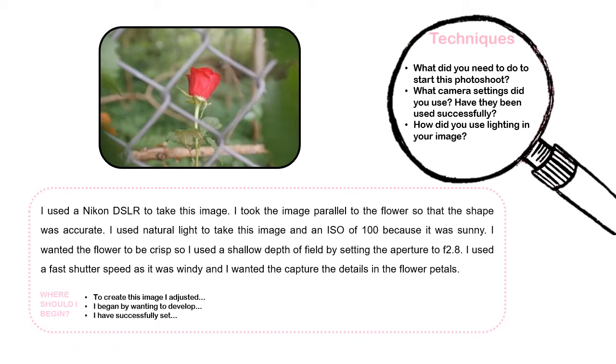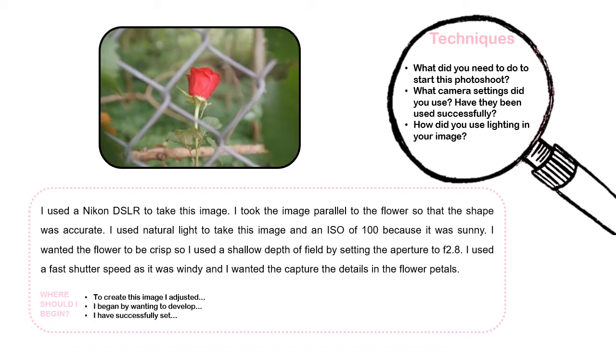Then for the aperture, I wanted the flower to be crisp, so I used a shallow depth of field by setting the aperture to f2.8. So again, that's going to be the lowest end. You can see that because both the background is blurry and the foreground is just focused really clearly on that flower. But look at how blurry yours is and compare it to the options that are there.